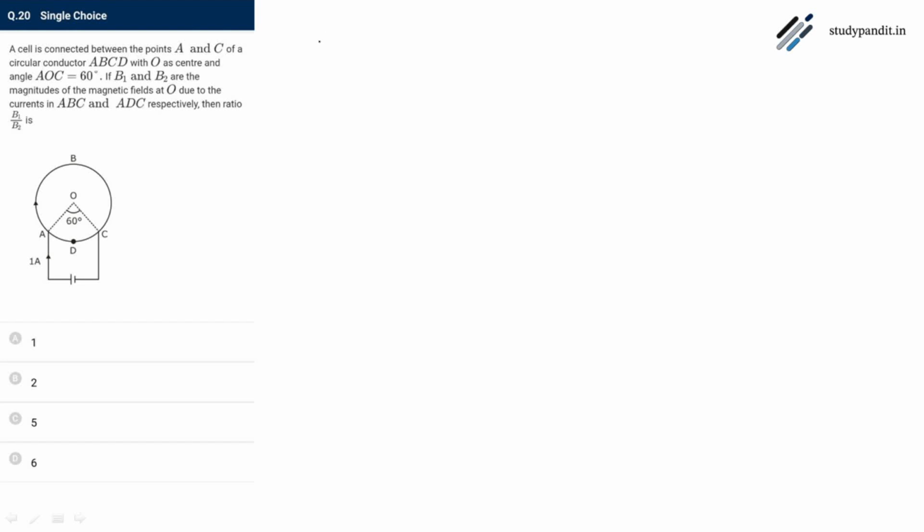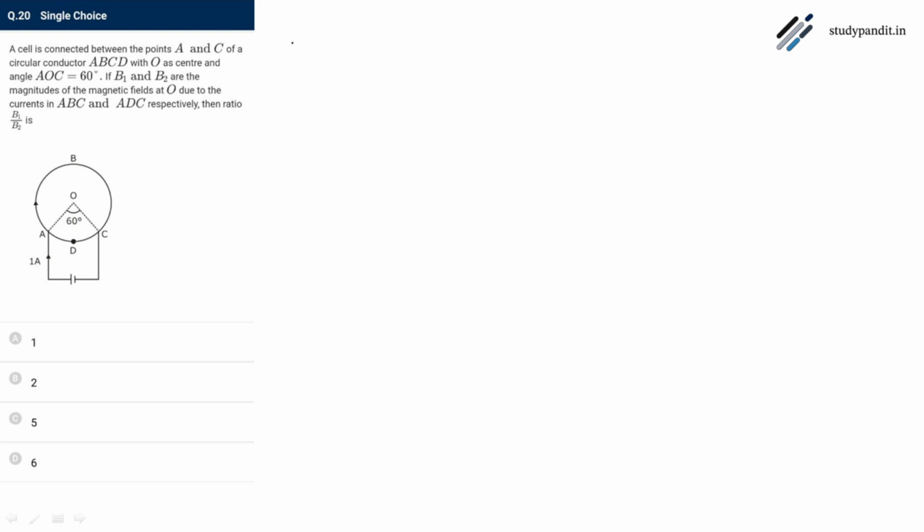So the question is, a cell is connected between the points A and C of a circular conductor ABCD with O as center and angle AOC equals 60 degrees. If B1 and B2 are the magnitudes of magnetic fields at O due to currents in ABC and ADC respectively, then the ratio B1 upon B2 is equal to.